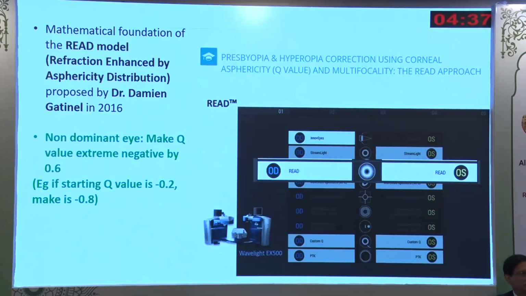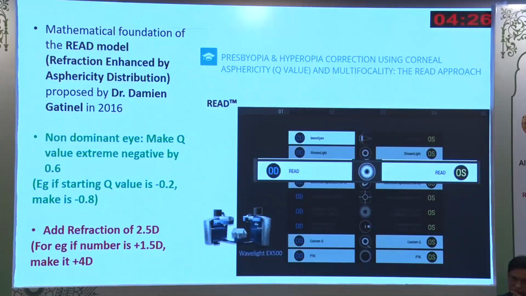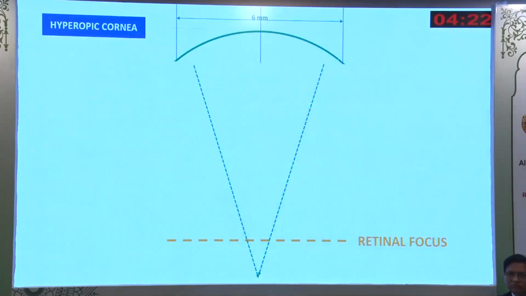What he proposed was that you make the non-dominant eye very highly hyperprolate by changing the Q-value by 0.6. So if the starting value was -0.2, you make it -0.8, and then you have to add refraction onto it so that the depth of focus comes. In terms of optics, this is how it works.